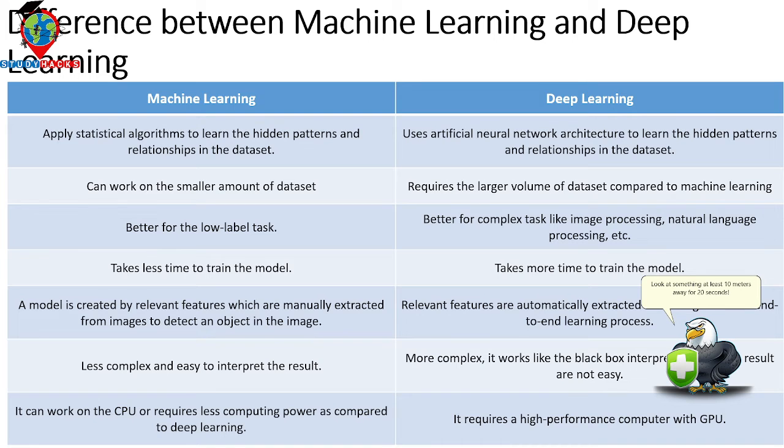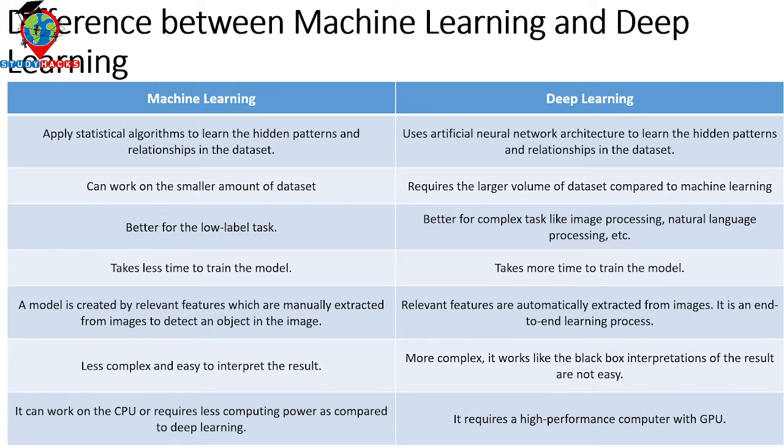Machine learning can work on the CPU, the central processing unit, and requires less computing power compared to deep learning. But when you want to work with deep learning, you need a high performance computer with a GPU. Then we can easily get better performance with deep learning. So basically, this is the common difference between machine learning and deep learning. But there are also a lot of similarities and a lot of differences.